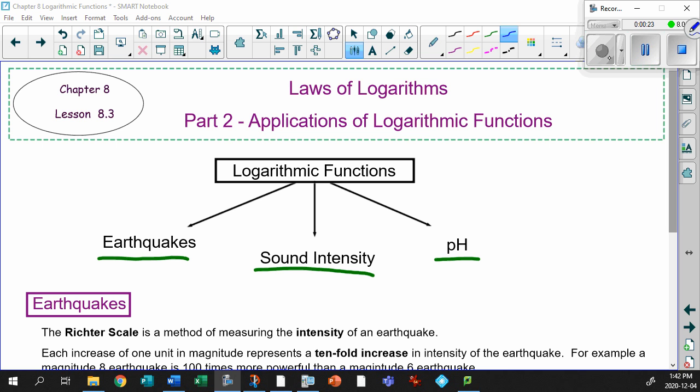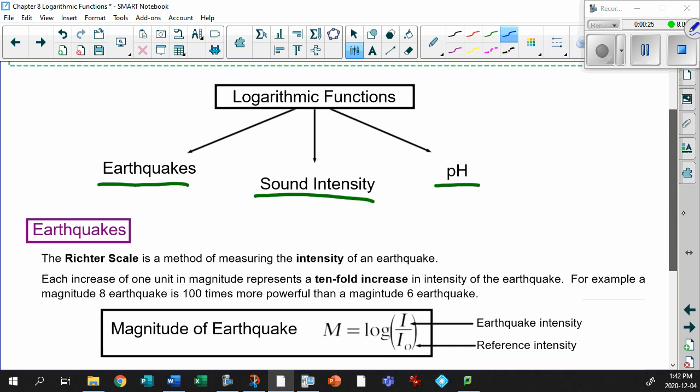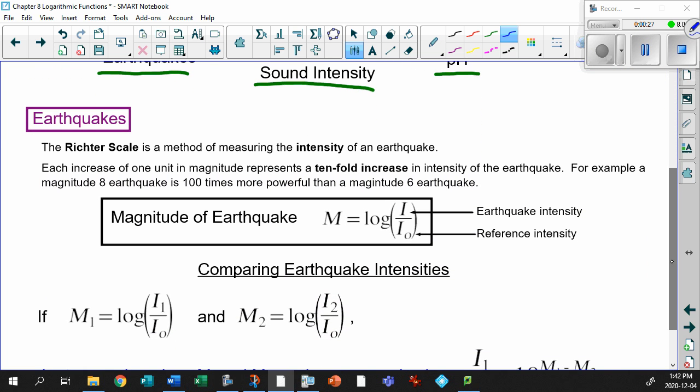I'm going to do each one of these in a separate podcast. So we're going to start with earthquakes. If you've ever listened to the news, you've heard that an earthquake is measured on something called the Richter scale. They'll say a magnitude 5.7 earthquake rocked such and such country and created this kind of damage. The Richter scale measures the intensity of the earthquake, and it's a tenfold increase.